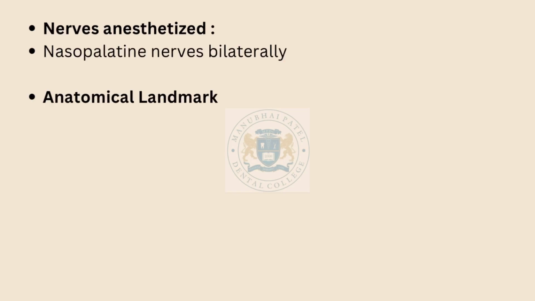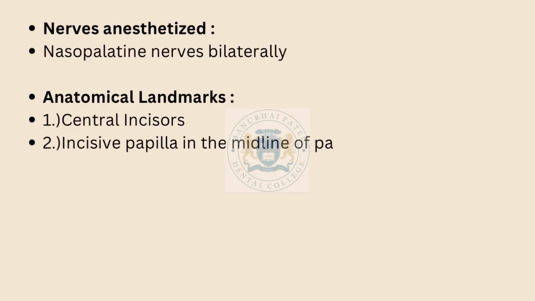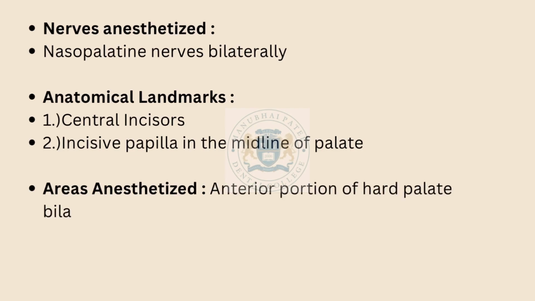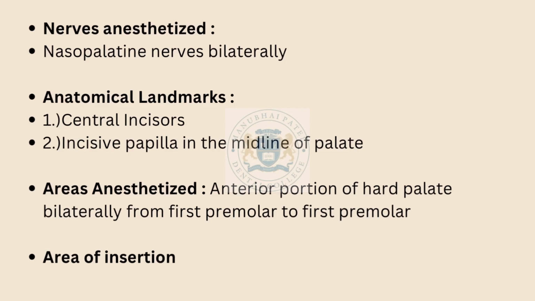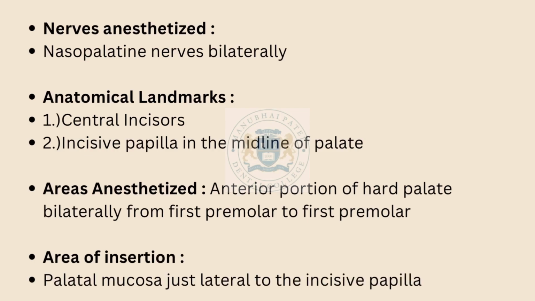Nerves anesthetized are the nasopalatine nerves bilaterally. Its anatomical landmarks include 1. Central incisors. 2. Incisive papilla in the midline of the palate. Areas anesthetized are the anterior portion of the hard palate bilaterally from first premolar to first premolar. Area of insertion is palatal mucosa just lateral to the incisive papilla.